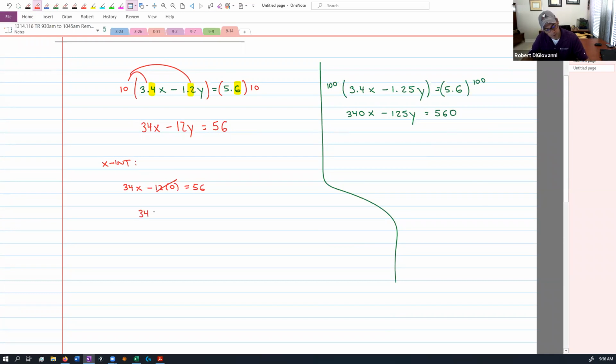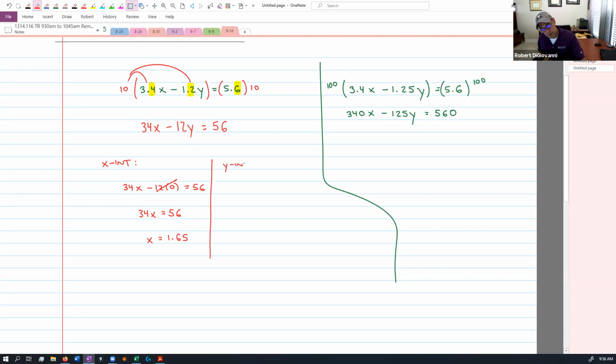And that gives me 34x equals 56. I divide both sides by 34, so 56 divided by 34. That's a weird decimal. My calculator is saying 1.647058824, but I'm just going to say 1.65. I'm only going to round it to 2 decimal places. Remember, we have to graph these, so we can't be that precise anyway. 1.6 or 1.7 would be fine.